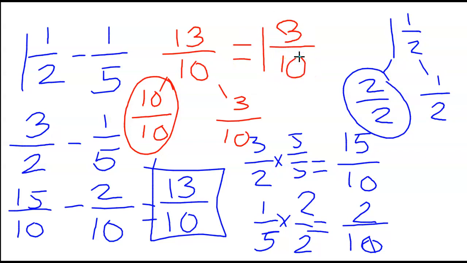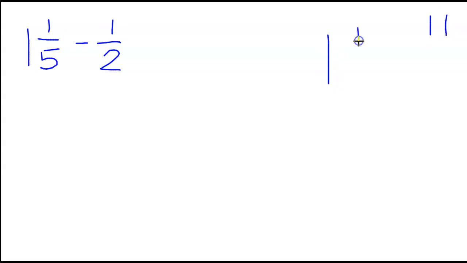All right, now that I've shown you that one, let's go ahead and do one together. I'm trying to change back to blue. There we go. Let's do this one together. Very similar, just a little bit different. 1 1/5, take away 1/2. First what I want you to do is go ahead and pause, and I want you to change 1 1/5 into an improper fraction. Come back once you've done it.